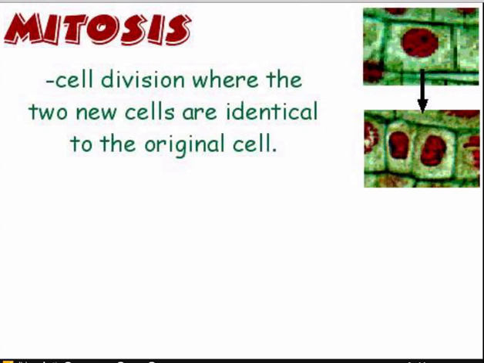Okay, there are two types of cell division. The cell division that we're going to focus on today is called mitosis. Mitosis is cell division where the two new cells are identical to the original cell. Your body goes through mitosis when it needs to repair an injury, when it needs to make new white blood cells for fighting disease, when it needs to replace skin cells that are being shed, or when an organism needs to grow, for example. That's mitosis, where the cell simply copies its DNA and then divides in two.